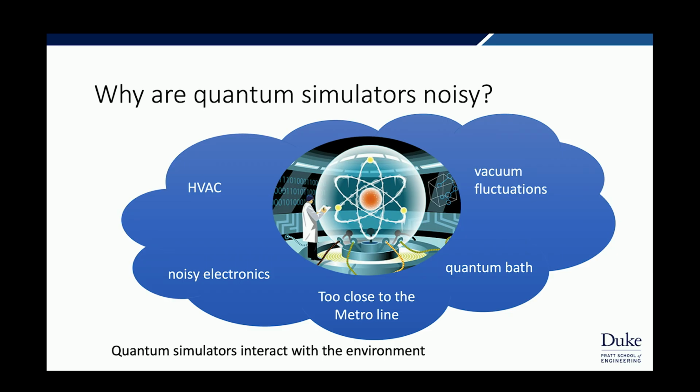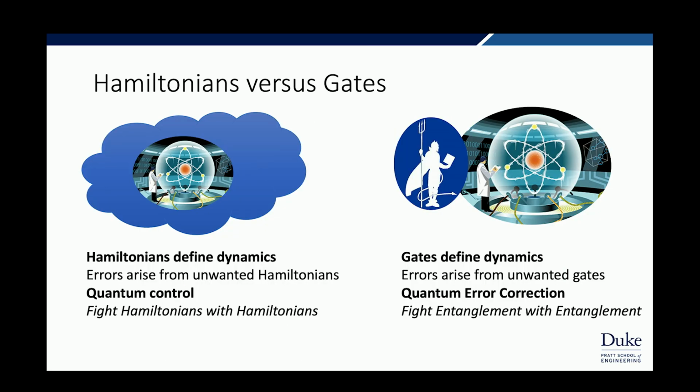You can't escape. There's some kind of quantum bath that you're embedded in, some system. And even if you got rid of all those things, the vacuum is a quantum bath, and there will be vacuum fluctuations. So we have to somehow make it robust to this noise.